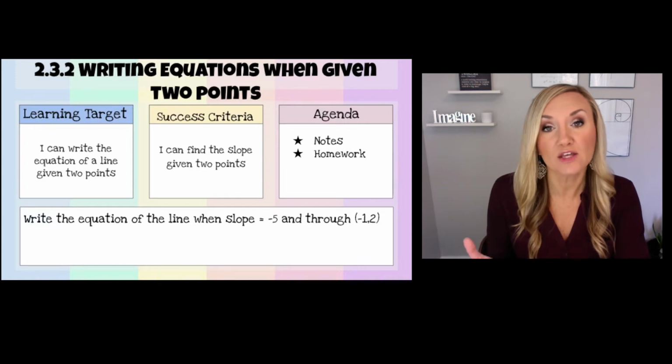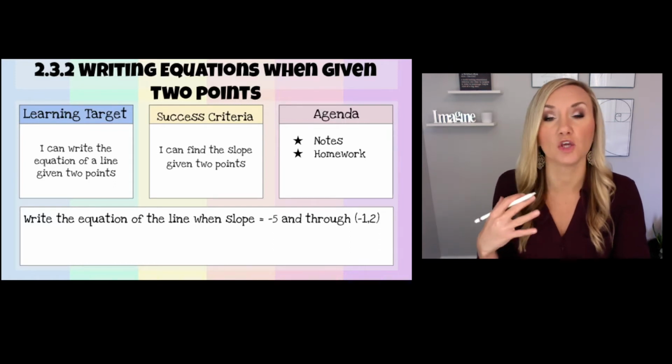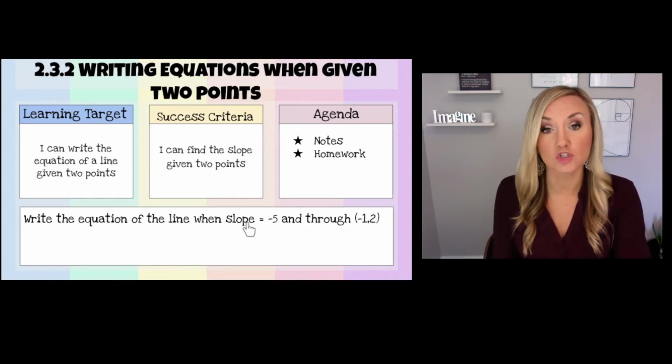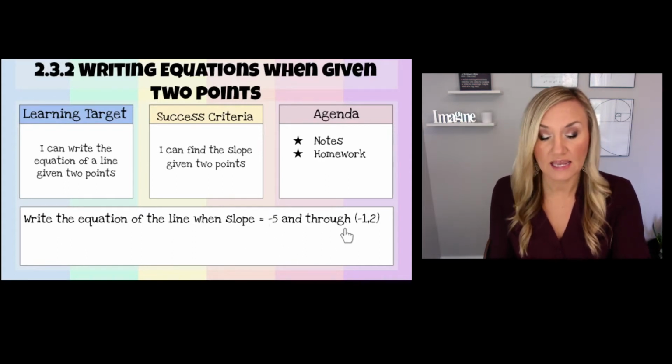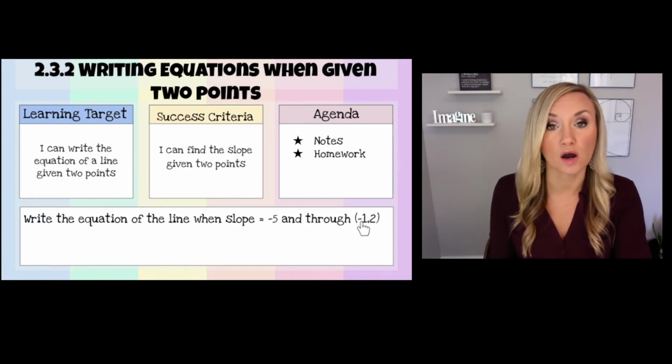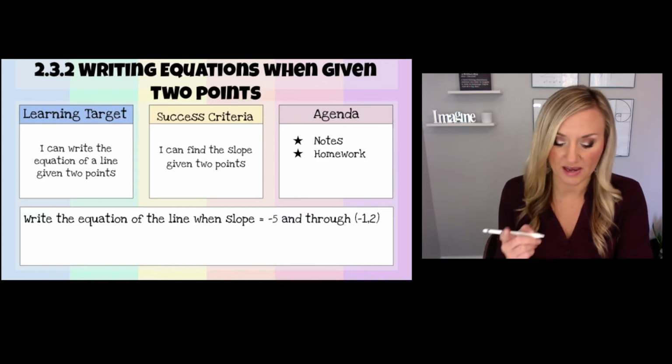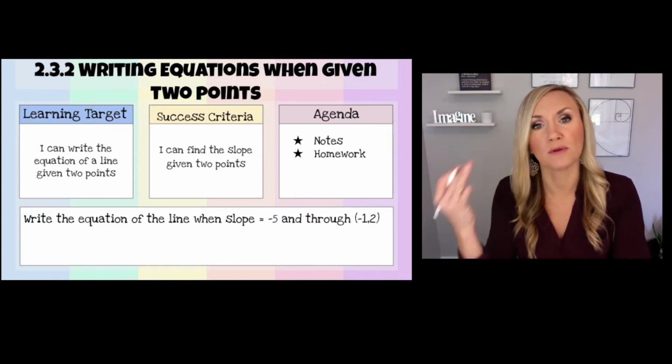This is something that you should feel like you are mastering, when you are given the slope, -5, and you are given a point on that line, then you are to write the equation. So I want you to start to feel really comfortable with that. So let's practice one more time before we move on.